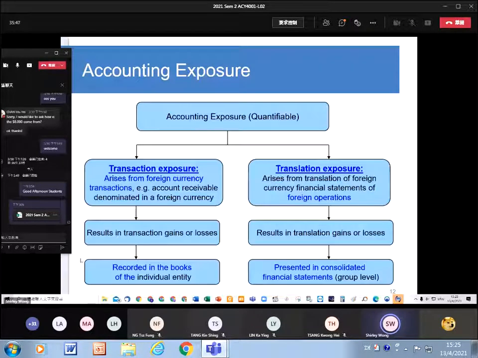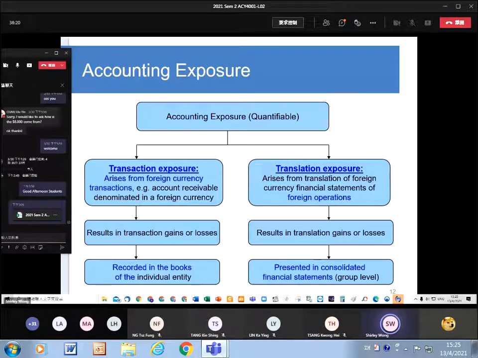So here, remember, transaction exposure arises from a foreign currency transaction, and it will only affect the individual financial statement of a single company. If you are a single company and you do a transaction in another currency, you will suffer from transaction exposure. For example, you receive money in foreign currency or you pay money in foreign currency. You may have accounts receivable or accounts payable in foreign currency. This is called accounting exposure.